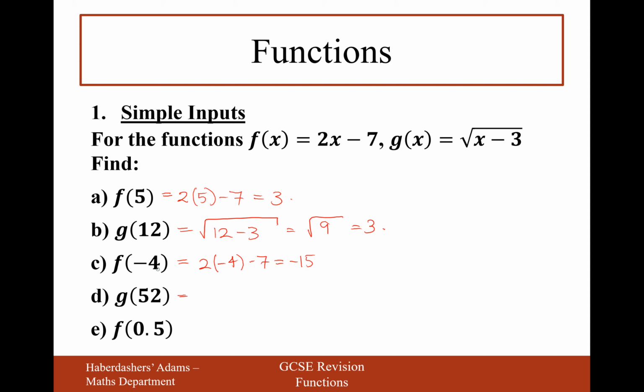G of 52, that means replace x with the number 52 in the g function. So 52 minus 3 is 49, and the square root of 49 is 7. And f of 0.5, that means replace x with the value 0.5, so 2 times 0.5 minus 7. 2 times a half is 1, so it's 1 minus 7, which is minus 6.